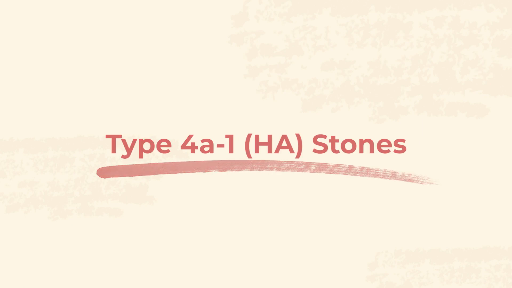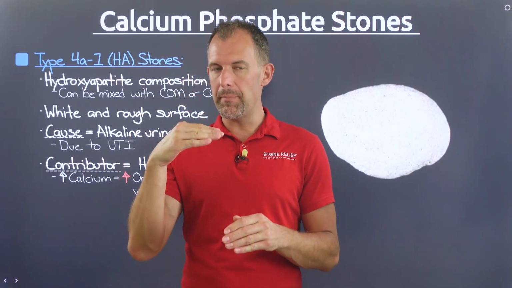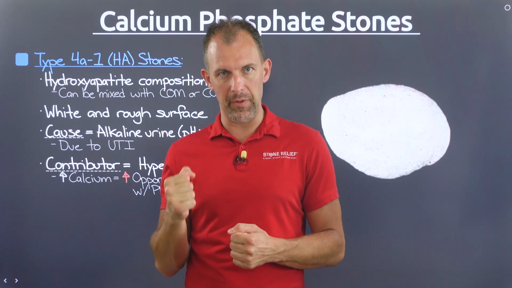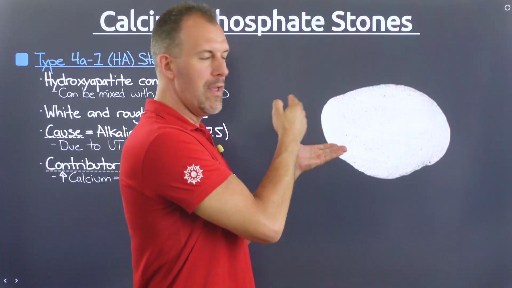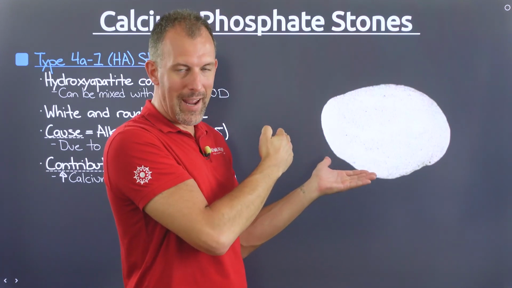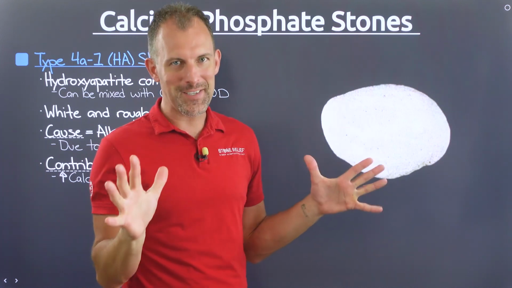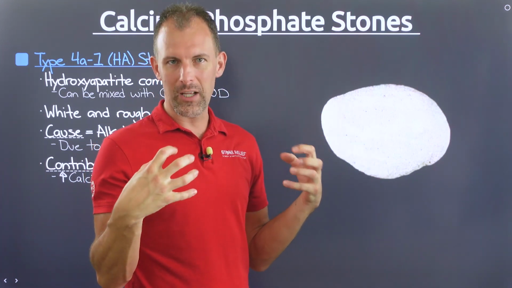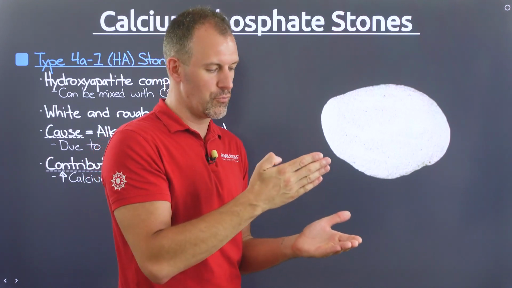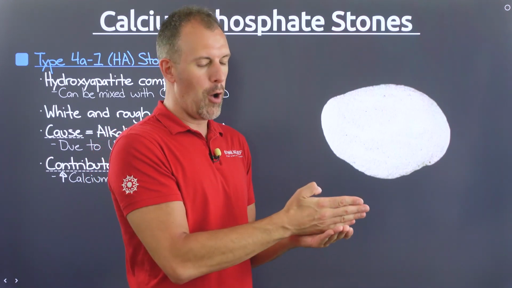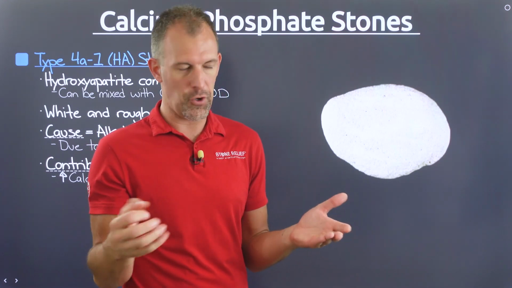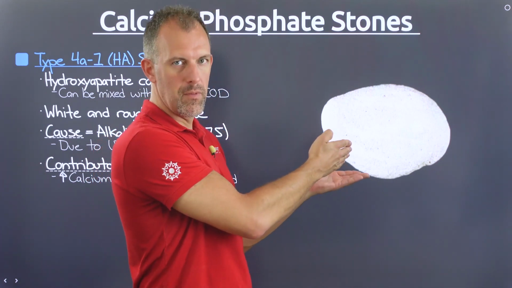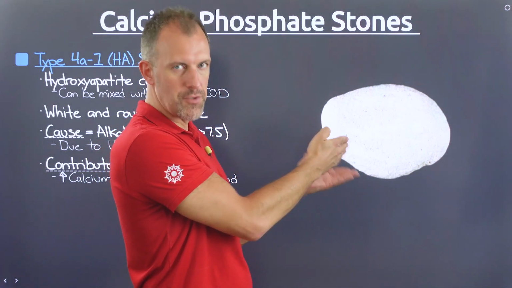All right, let's get acquainted with the first subtype that is part of this calcium phosphate family of stones. I'd like to introduce you to the type 4A-1. Now, this naming scheme is not something you're going to find across the rest of the web. This is just how we've classified this internally, based on some research papers that we've used to help us catalog these different types of stones. So this is what the 4A-1 stone type looks like.